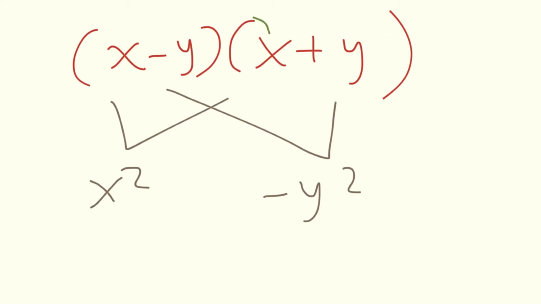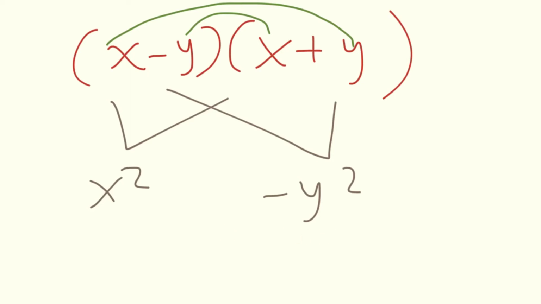So the inner will give you minus yx. And the outer will give you plus yx, or xy. Minus xy and plus xy equal what? Zero. So they will cancel each other, and that's why there are no more terms to write, and that's why the answer at the end will be x squared minus y squared. That's it. So this is a rule itself.